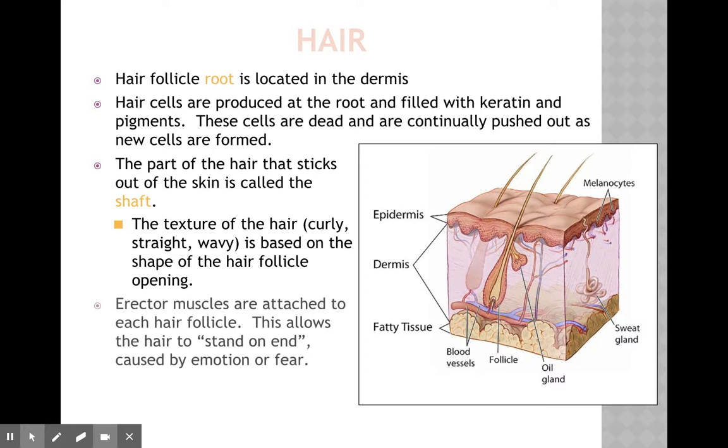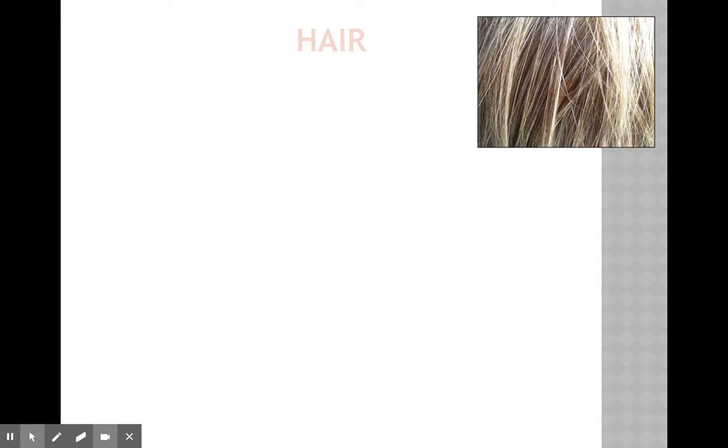And then we also have these muscles that are connected to each hair follicle. They're called erector muscles, and they allow for hair to stand on end. This can be caused by emotion or fear. You've maybe also noticed when you're cold, you get goosebumps, and when you get goosebumps, you also have those hairs that stand on end. Again, that is because of muscles connected to each and every hair follicle. So to recap, the part that's underneath the skin is called the root. The part that's actually coming out, whether you're looking at your arms, your legs, your feet, your hands, or your head, that's called the shaft.